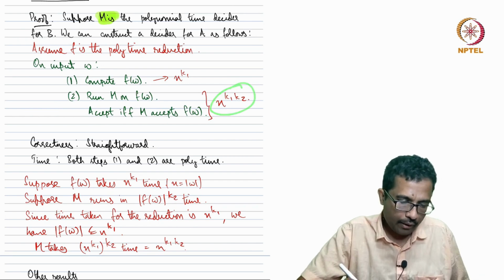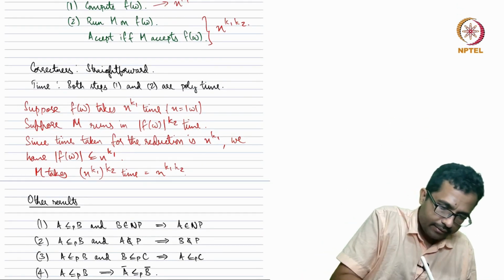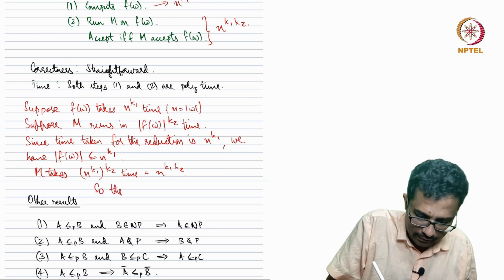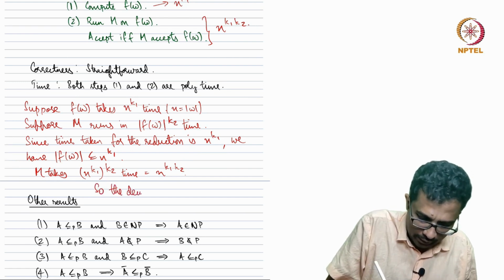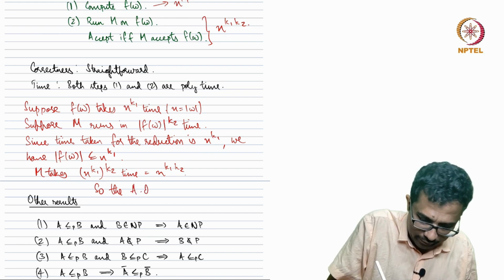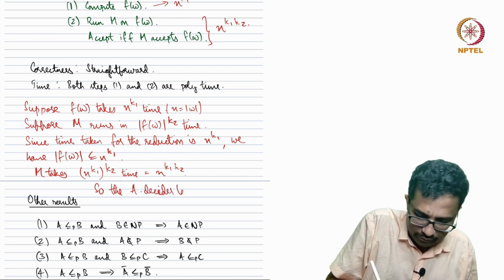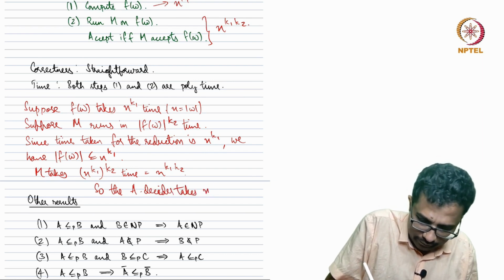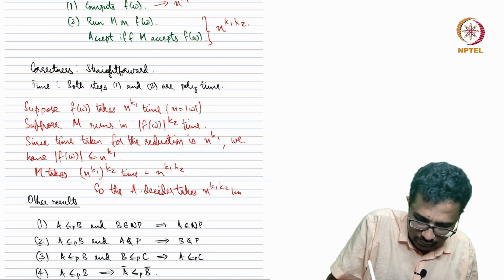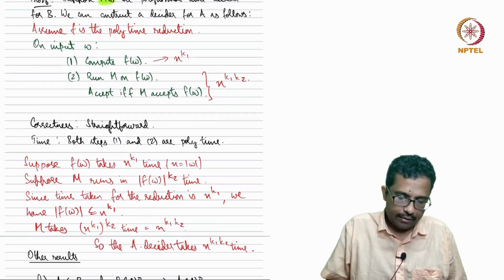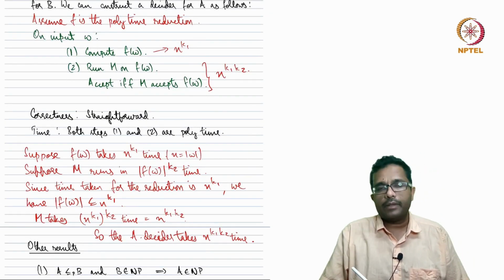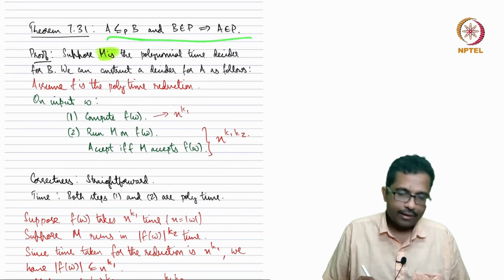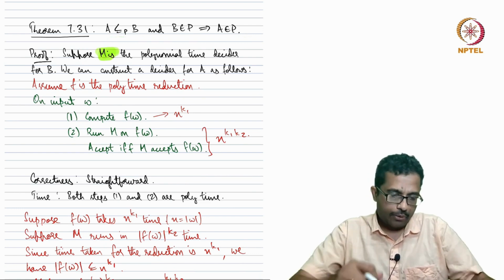So the decider for A takes n power k1 k2 time. So this is polynomial time, polynomial in the length of the input. So that's the proof. The proof is very simple.